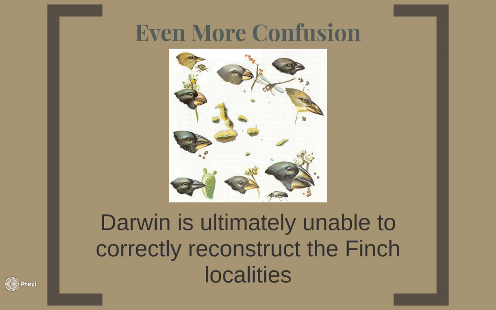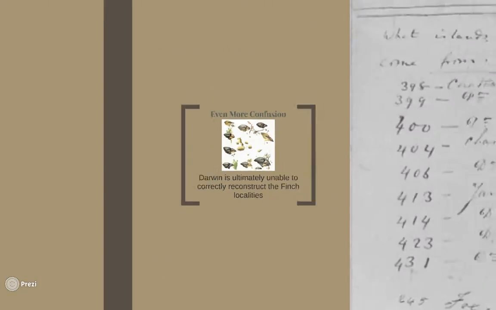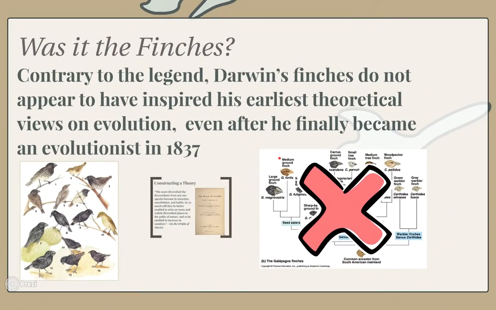Nevertheless, Darwin had accepted evolutionary theory and was fairly confident that transmutation could explain his finch species. However, contrary to legend, Darwin's finches do not appear to have inspired his earliest theoretical views on evolution, even after he finally became an evolutionist in 1837. Rather, it was his evolutionary views that allowed him to retrospectively understand the complex case of the finches.